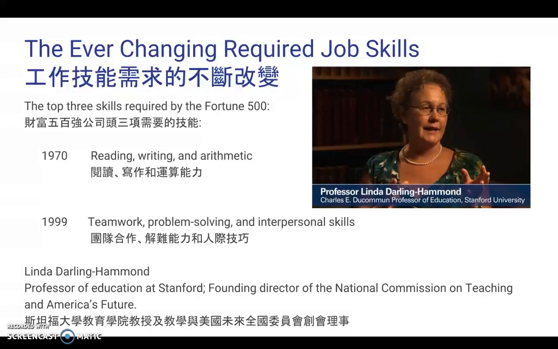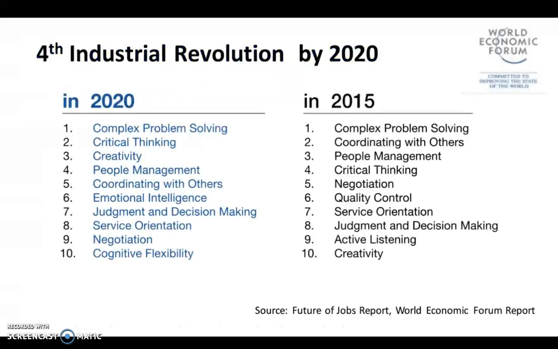But how about our future? 1970 and 1999 are already the past. According to the World Economic Forum, by 2020, which is a very near future, there will be the fourth industrial revolution, in which industries based on artificial intelligence, 3D printing, and biotechnology will dominate the future job markets, and it also changes the top skills required by the future job market.